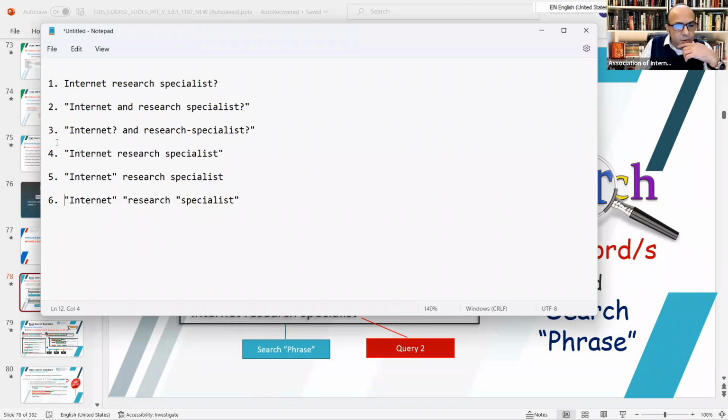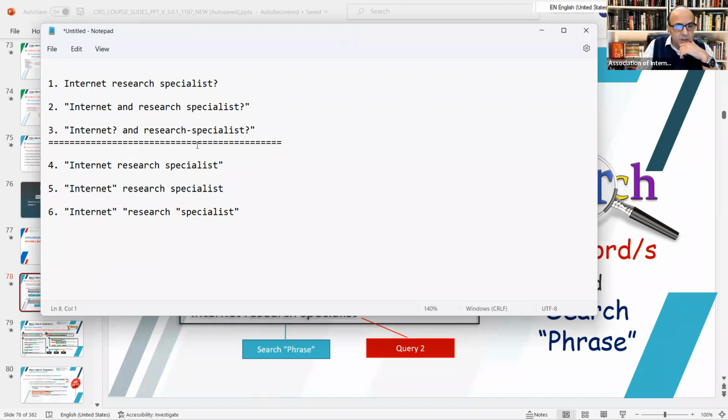So let's suppose we take 4, 5, and 6 as an example of using the quotation marks. When we are putting these three words within quotes, it is called one term, one search term. Okay. So it's going to be matched as it is written.